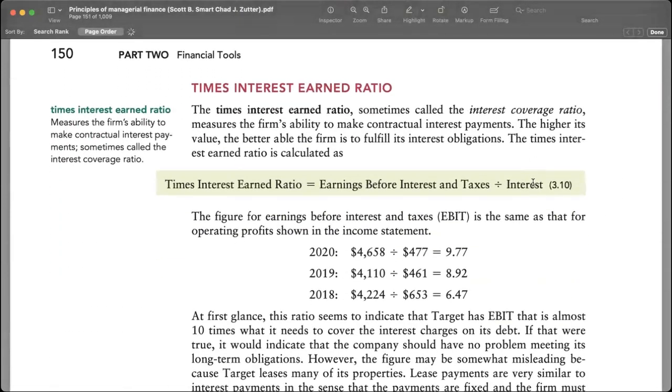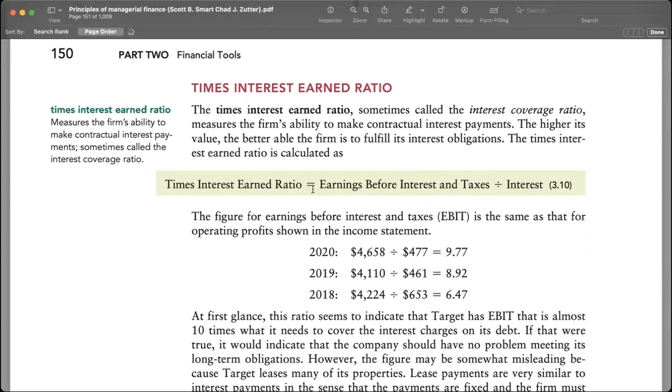Okay, now this one is a bit different. Times interest earned ratio. Times interest earned ratio is equal to earning before interest and taxes divided by interest. So where do you get interest expense? You get it from the income statement. And where do you get earning before interest and taxes? Also from the income statement. Actually, this is the operating profit, and we have not deducted the interest expense yet. We have not deducted the tax yet. Yeah, profit before tax and before interest.